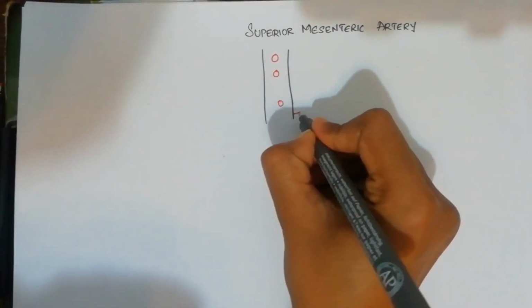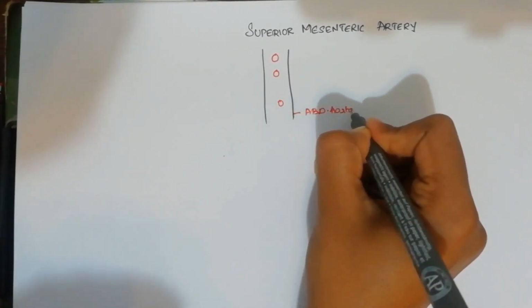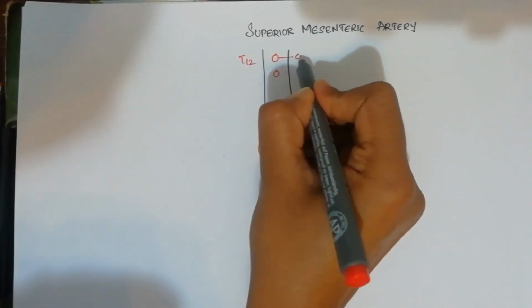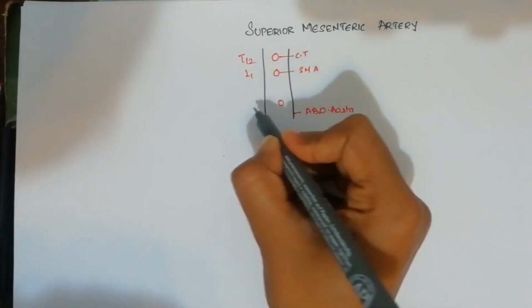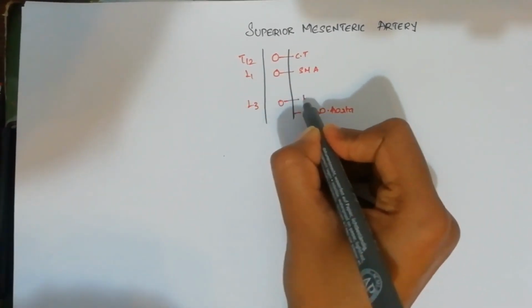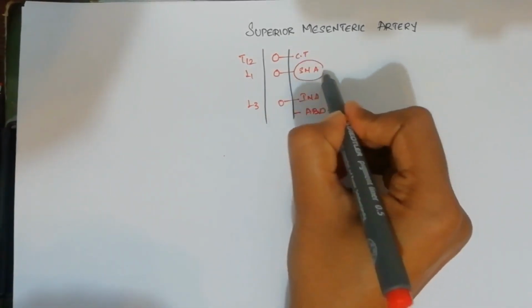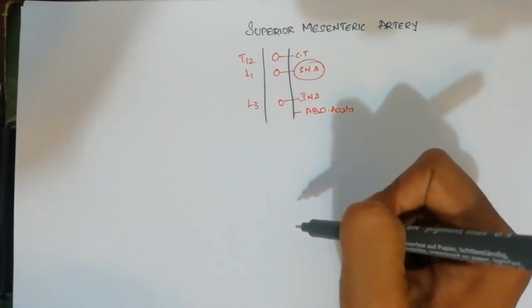So we have got this as abdominal aorta. From the abdominal aorta, at the level of T12 we have got celiac trunk, at L1 we have got superior mesenteric artery, and at the level of L3 we have got inferior mesenteric artery. Among that, now we are going to deal with superior mesenteric artery, how it is arching and what are the branches coming out from it.